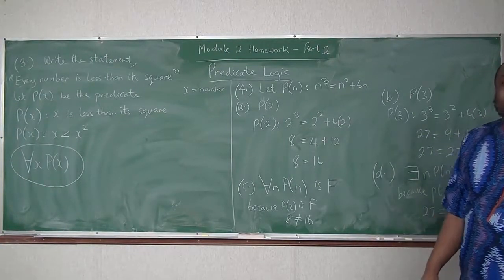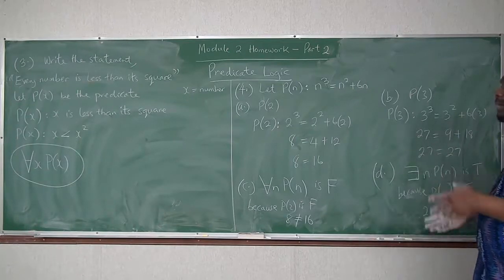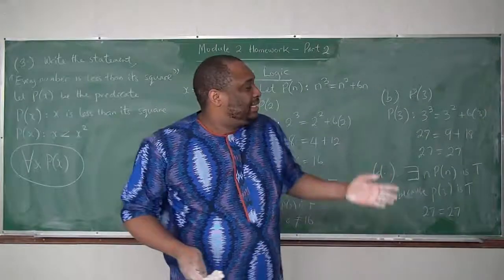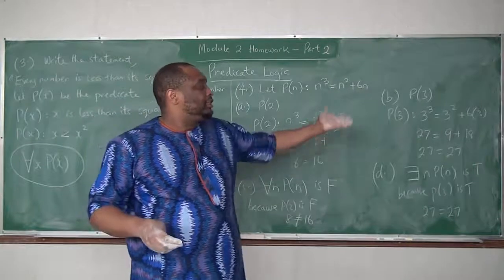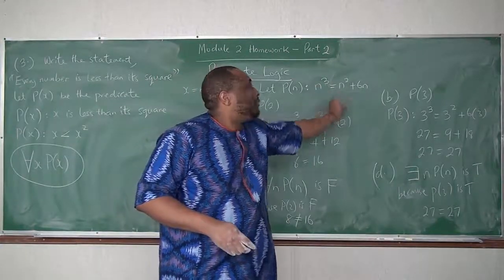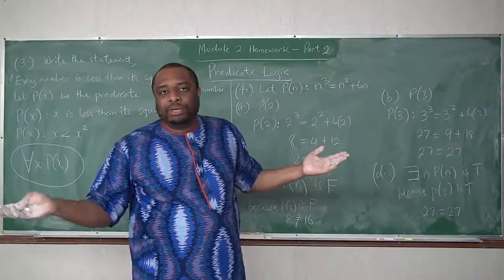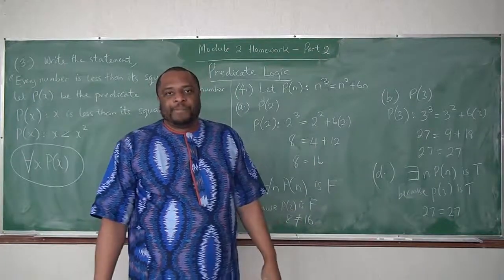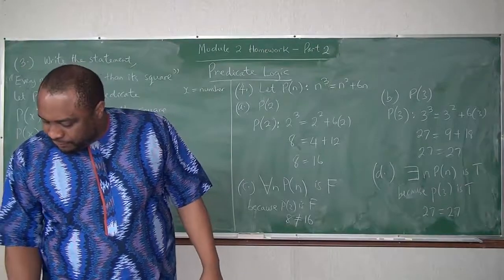However, what you could say is that there exists some value of n in the domain such that n cubed is equal to n squared plus 6n. And how did we find out? P of 3 worked. That is it for question 4.